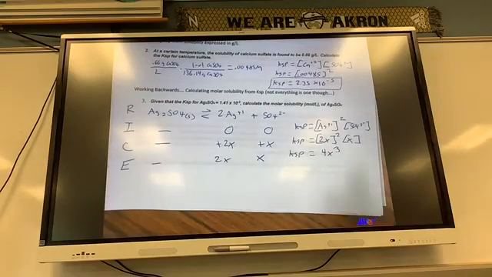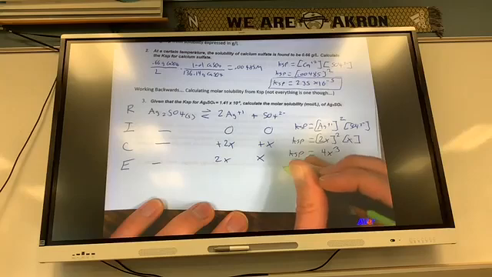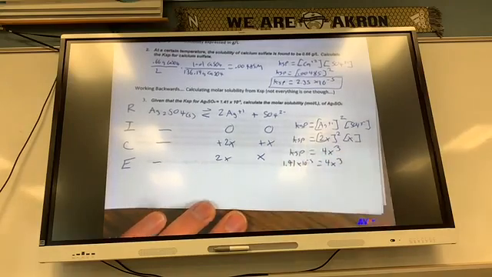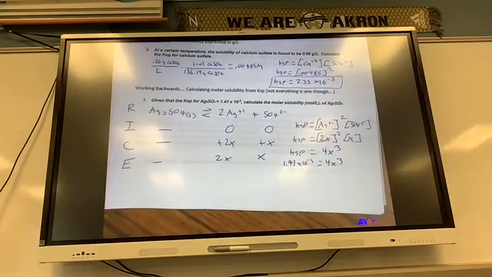Now I sub in my Ksp. Divide by 4, then cube root. Yes. So I have 1.41 times 10 to the negative fifth equals 4x cubed. So do that in your calculator and solve for your molar solubility.